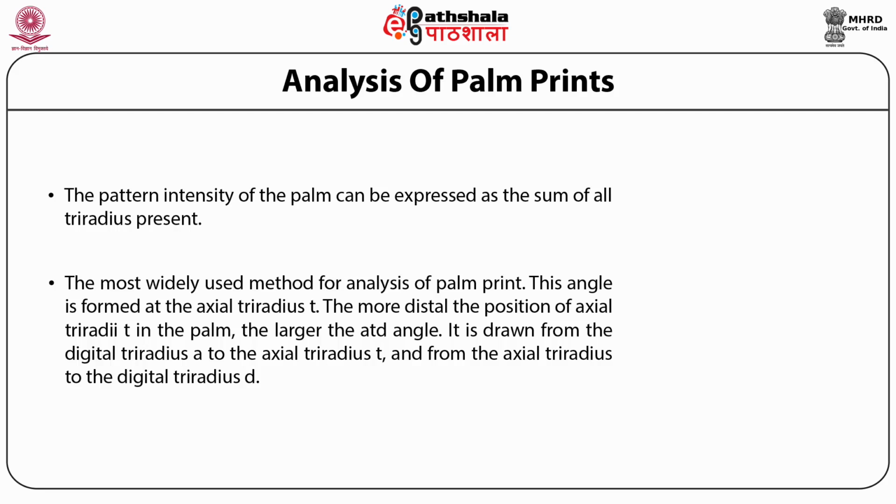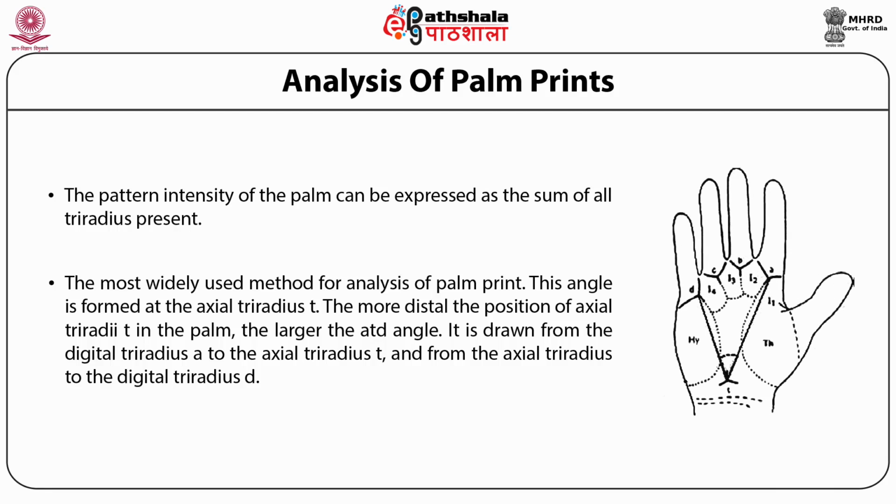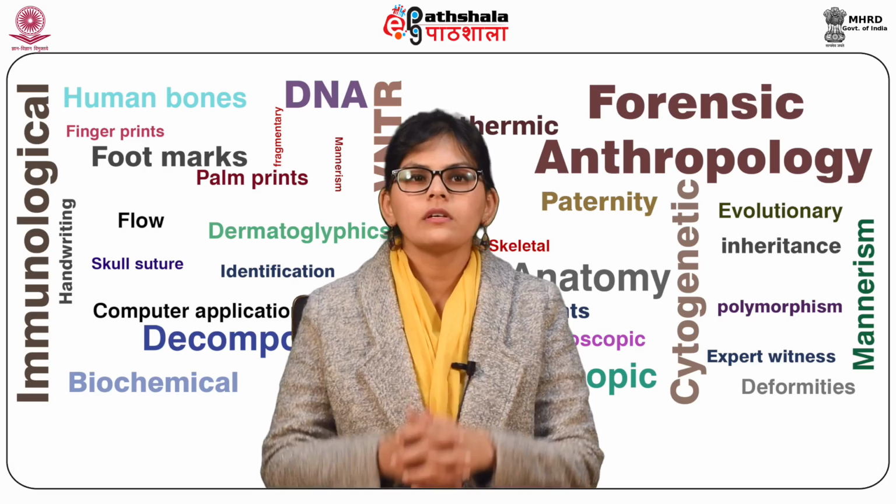The ATD angle is drawn from the digital tri-radius, that is small a, to the axial tri-radius, that is small t, and from the axial tri-radius to the digital tri-radius, that is small d. The figure is showing you the ATD angle.